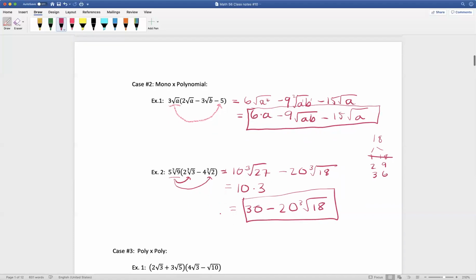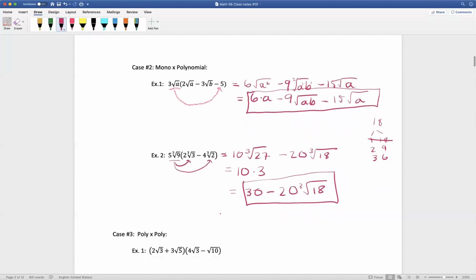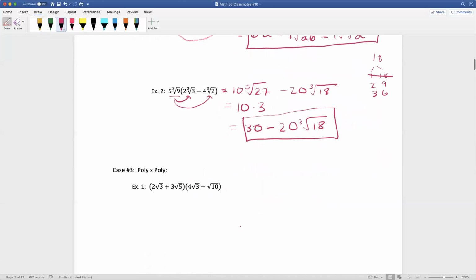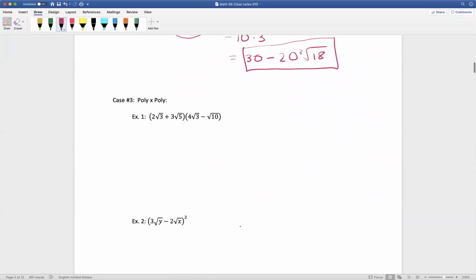So the idea when you're multiplying a monomial times a polynomial is you just want to make sure you distribute that term on the outside into each one of those terms on the inside, using the property that numbers on the outside of the radical multiplied together stay on the outside, and numbers on the inside of the radical multiplied together stay on the inside.